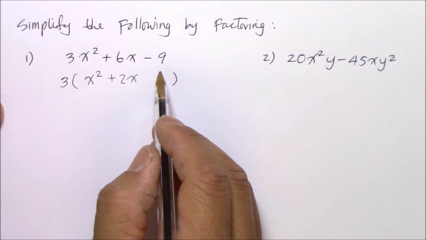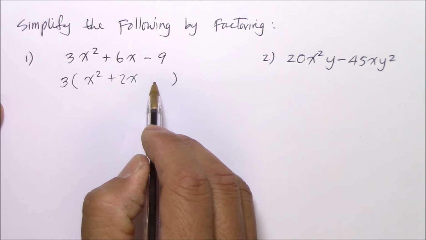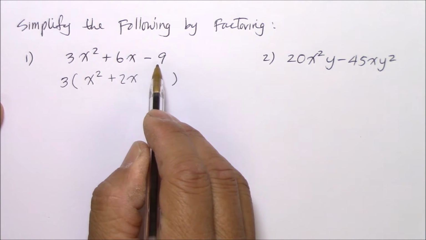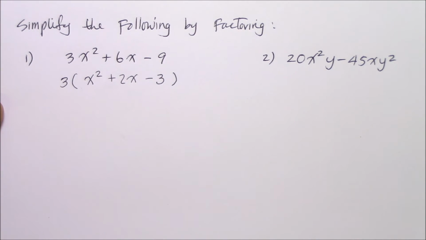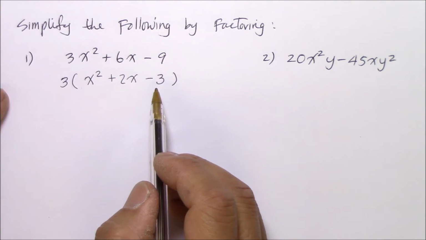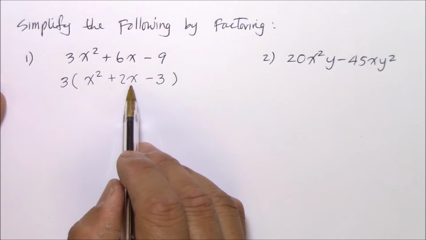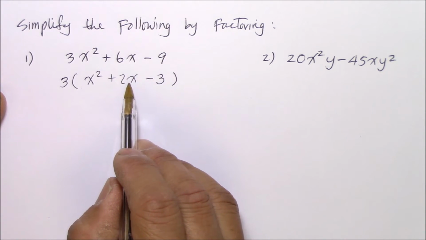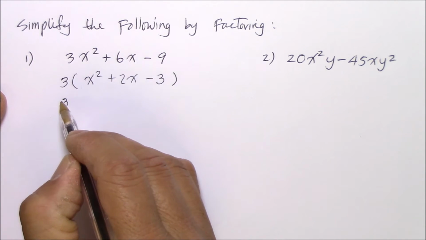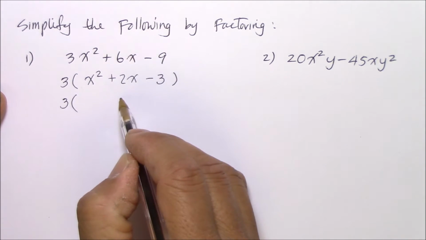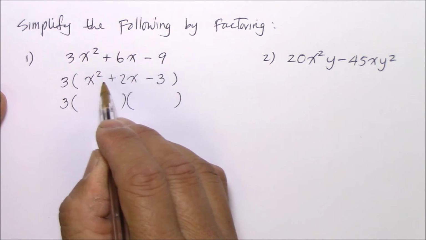And the last one is sort of a dead giveaway. 3 times what gives you negative 9? So if you said minus 3 or negative 3, that would be correct. But now we have a trinomial that can also be factored. Well, what do you mean? I mean this. That 3 has been factored out, so we're going to leave it like that. This is a product of 2 binomials.